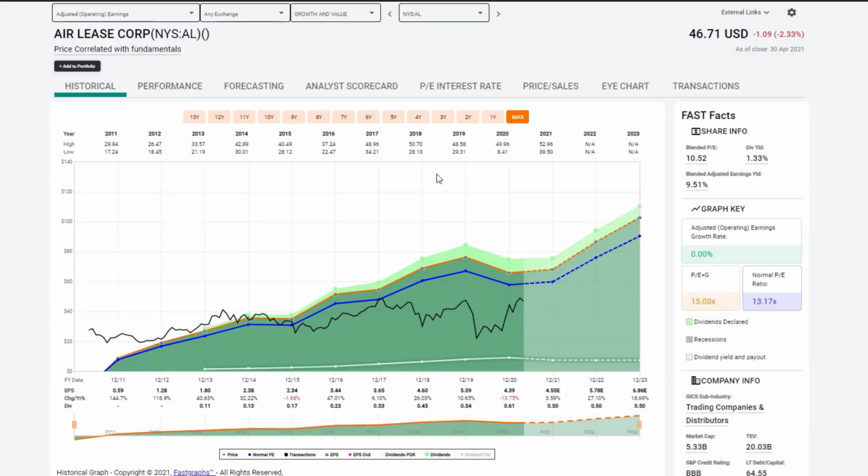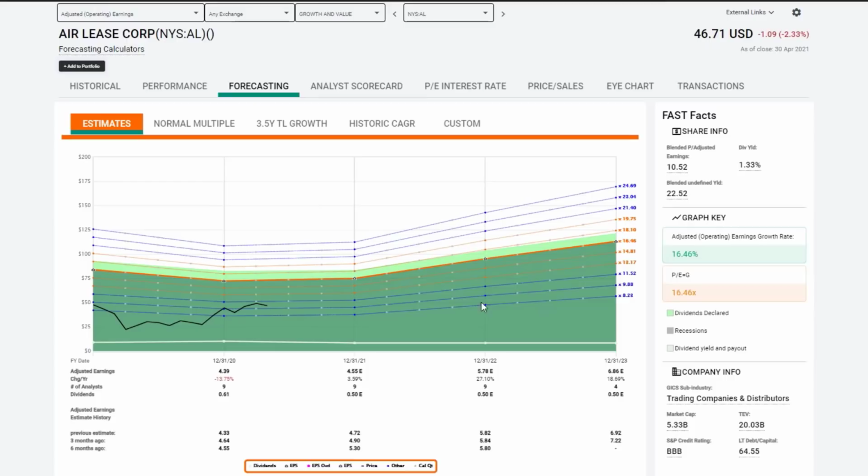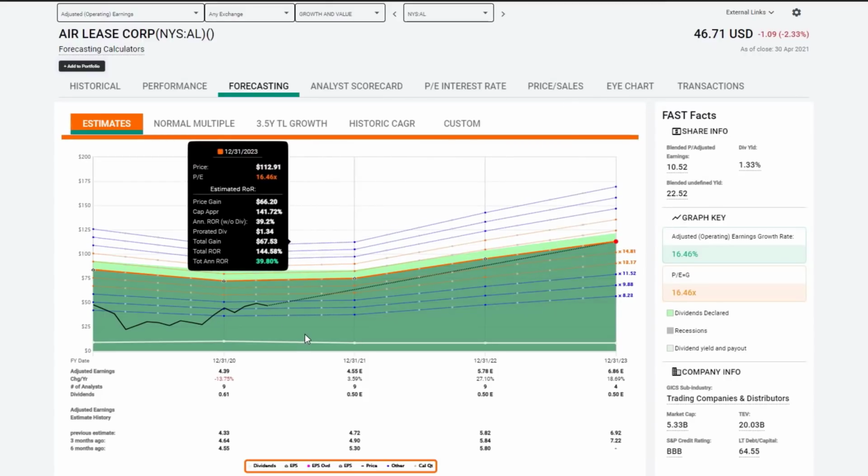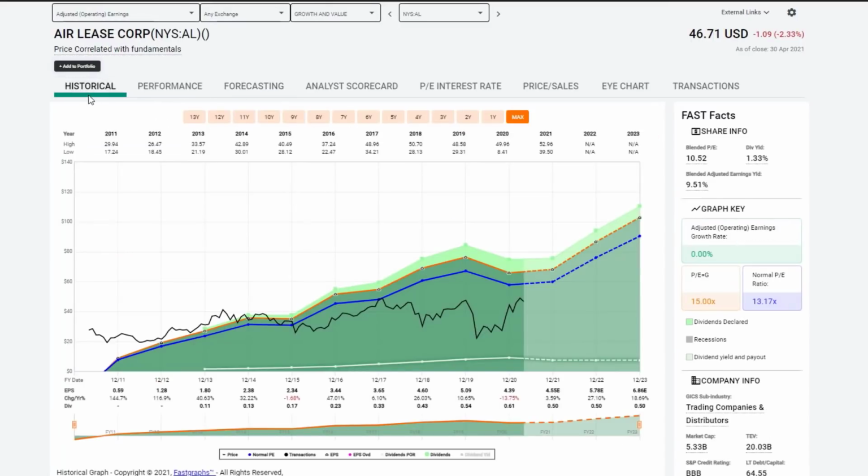The next is Air Lease, referred to as a trading company, but Air Lease is a very interesting company. They lease aircraft for commercial use, etc. The company's forecast growth rate in this example is about 16.46%. So using a 16 PE ratio going out to 2023, this stock could generate 35 to 40% annualized rates of return. The stock has a dividend yield of 1.3% and an earnings yield of 22.52%. That's extraordinary.